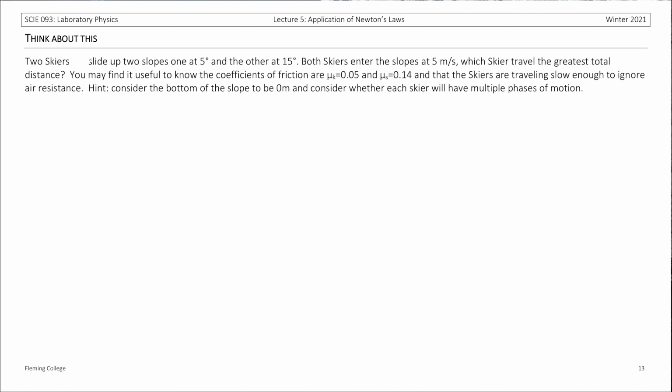I'm going to give you a hint here. Set the bottom of the slope as 0 meters and consider whether each skier will have multiple phases of motion. Look at whether the skier will travel up the ramp as described, down the ramp, or even consider moving after leaving the ramp again. I'm going to put the free body diagrams for the initial phase on the screen and let you work from there.